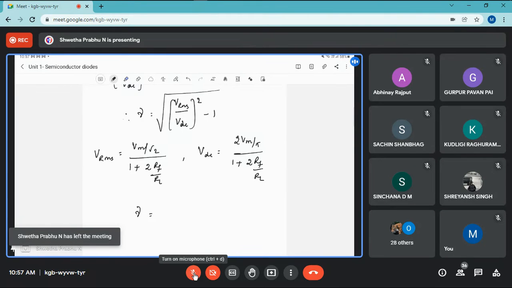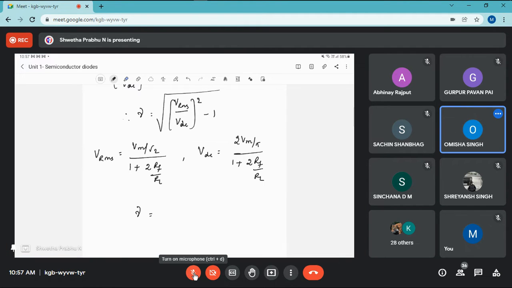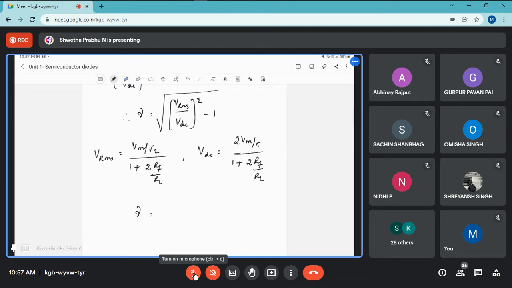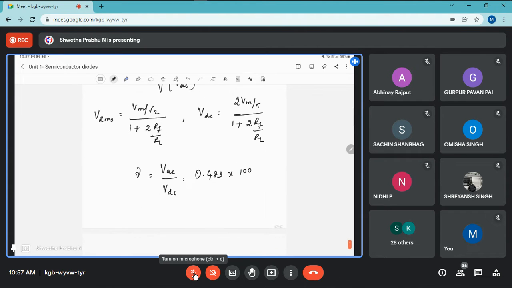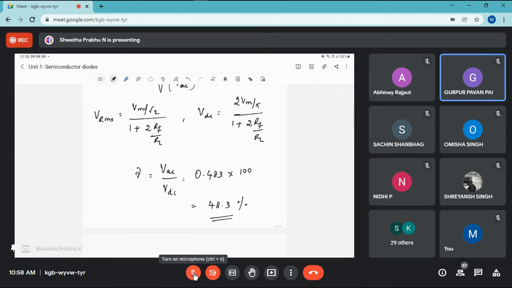2 by pi is there, divide by root 2 is there. All those things you solve. Pi square by 8 minus 1. Root of pi square by 8 minus 1, ma'am. No, that pi and all you solve. Substitute the pi value and get me the value of gamma. Is it 0.483? If you keep the value in percentage, you'll get 48.3%. Is it so? Yes, ma'am. Others? 0.483. Yes, correct.